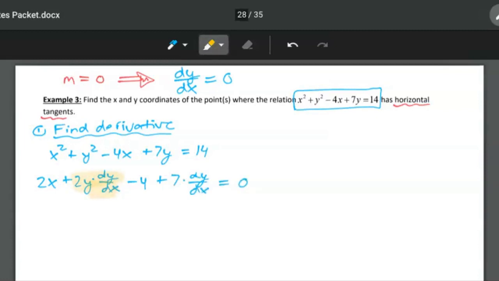All right, we've got 2 terms that involve a dy/dx. Let's keep those on the left side of the equation. Let's bring the other stuff to the right side. So subtract 2x to the other side. All right, we can add 4 to the other side.